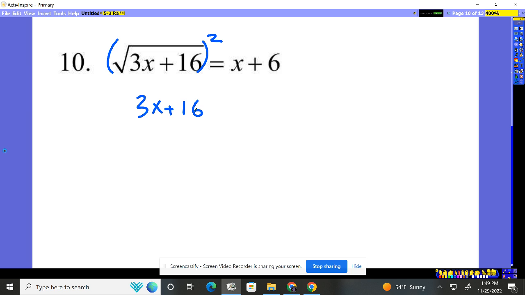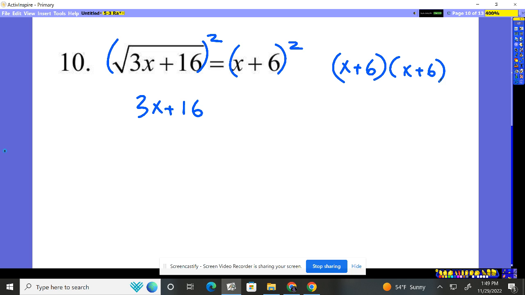But when I square the left, I've got to square the right. You can't just put a square there. That'd just be squaring 6. You've got to square that whole thing. So it's going to be an x plus 6 times another x plus 6.